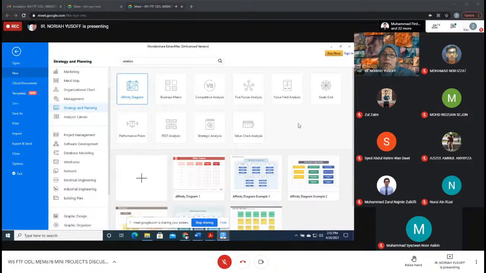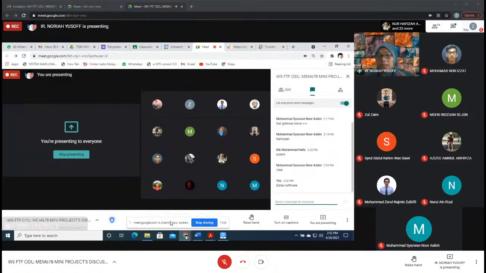But if you would like to use other software ataupun other means, by all means you can do that. No problem. Katalah you tak naklah pakai software ni, susahlah, tak cantik ke whatever, it's up to you, by all means, as long as it does show the structure tu clearly, no problem. You can use just PowerPoint ke, no problem. Boleh je.